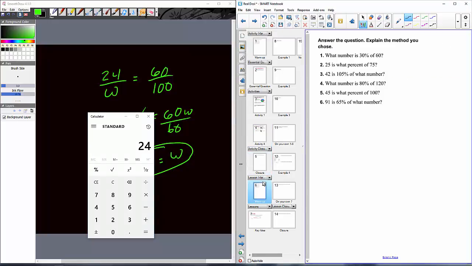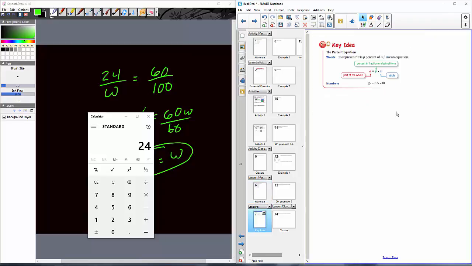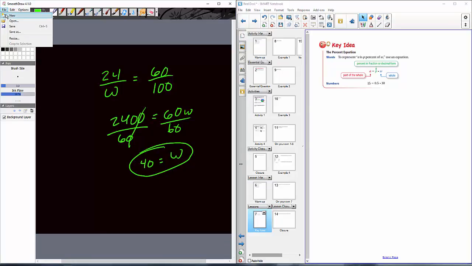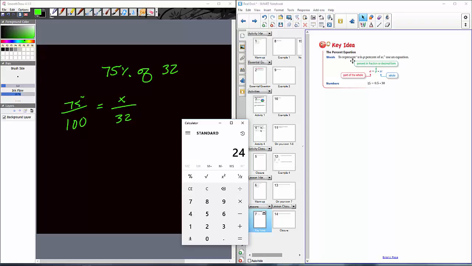So the next one I want to do, I want you to take a moment and try to figure this one out. So here are all the answers. Very similar to the first one we did. The big key idea here is this is the percent equation, all right? The big thing I want you to realize is that if I take my part of the whole, that's my A, and then my percent in fraction or decimal form, this whole percent equation is saying that basically the part equals the percent in fraction or decimal form times the whole.